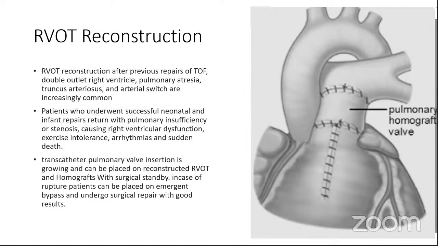Transcatheter pulmonary valve insertion is growing these days, and it can provide a good alternative. It can be placed in the reconstructed RVOT, and it can be placed in homografts, with the surgical team on standby in case of rupture. In case the patient ruptures, the surgical team can go in, place the patient on emergent bypass, and proceed with surgical repair. And these have shown good results.